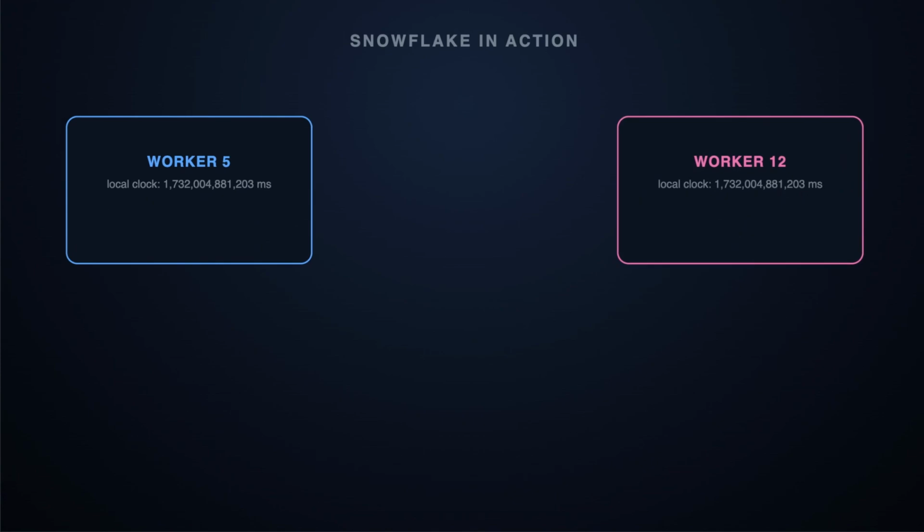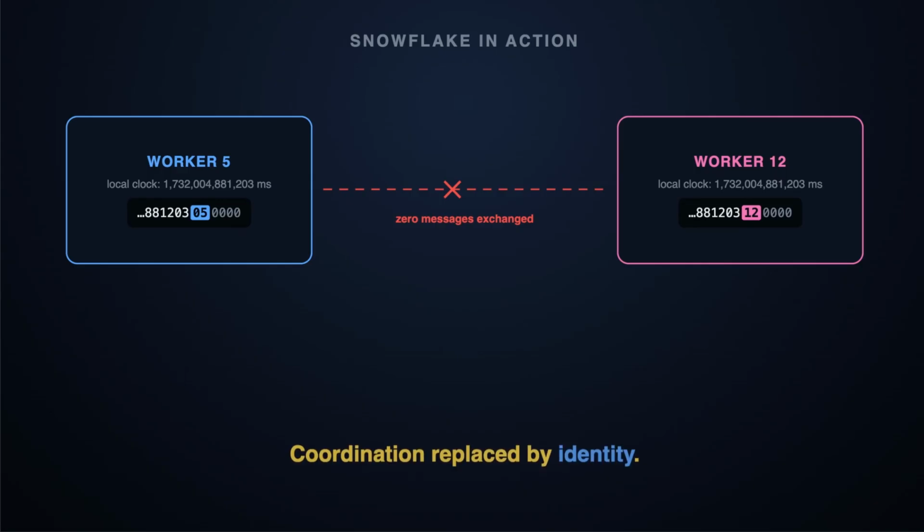Worker 5 and worker 12 both mint an ID in the exact same millisecond, with the same timestamp bits on both. But worker 5 stamps its own machine ID and worker 12 stamps its own. Two completely different 64-bit numbers generated in parallel, with zero messages exchanged between the two machines. That is the whole trick. The coordination is replaced by identity.